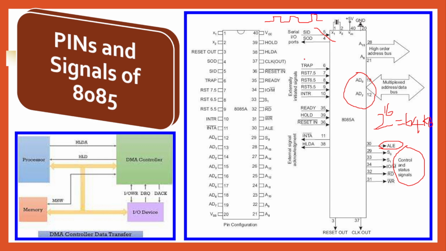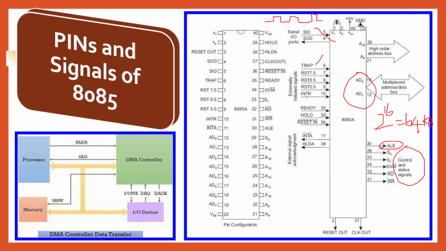The 8085 supports 5 interrupts: TRAP, RST 7.5, 6.5, 5.5, and INTR. RST means restart interrupts. TRAP is non-maskable here. Non-maskable in the sense we cannot disable the interrupt. Some interrupts we can disable. Even in our cell phone we have gaming mode. When you enable that gaming mode, it will disable even the network. So that is called disabling the interrupt.